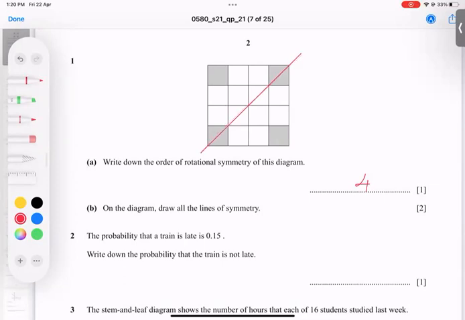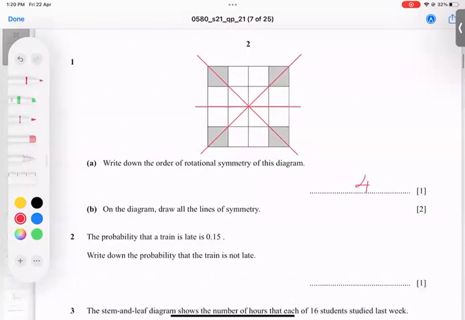This is one line of symmetry. Second line of symmetry. So we have a second line of symmetry, and we have another one here. Okay. And we have another one here. So we cannot make any further. So we have done it. Alhamdulillah Rabbil Alameen.